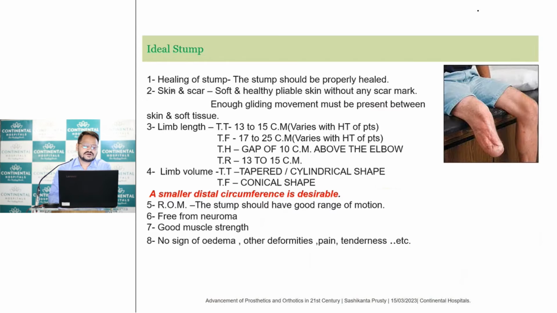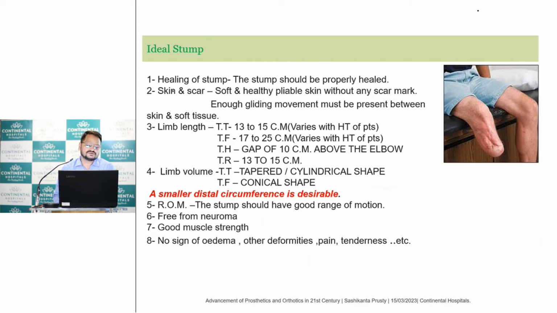Then if we think about an ideal stump, normally at any level of amputation, whether it's ideal or non-ideal, we have a prosthesis. But suppose there is a case where we are planning for a surgery. If we consider these particular points, we will have a good stump. For that, the prosthesis fitment will be better and the outcome will be better.